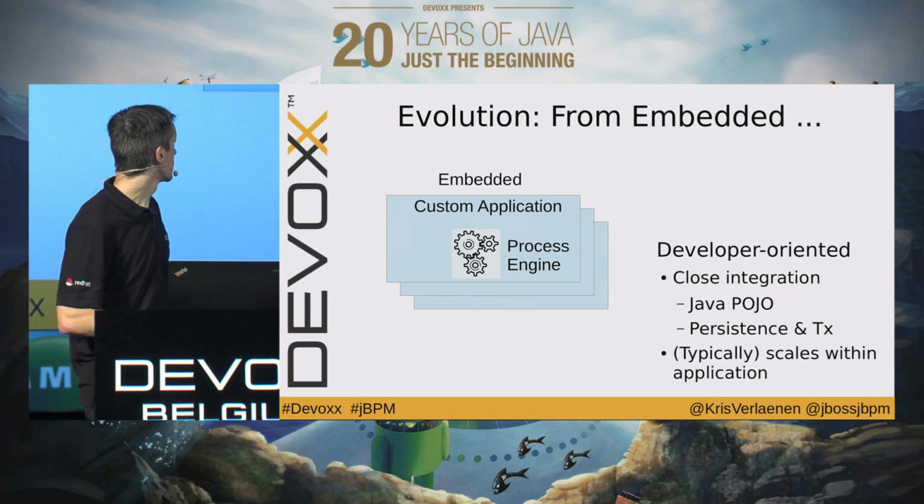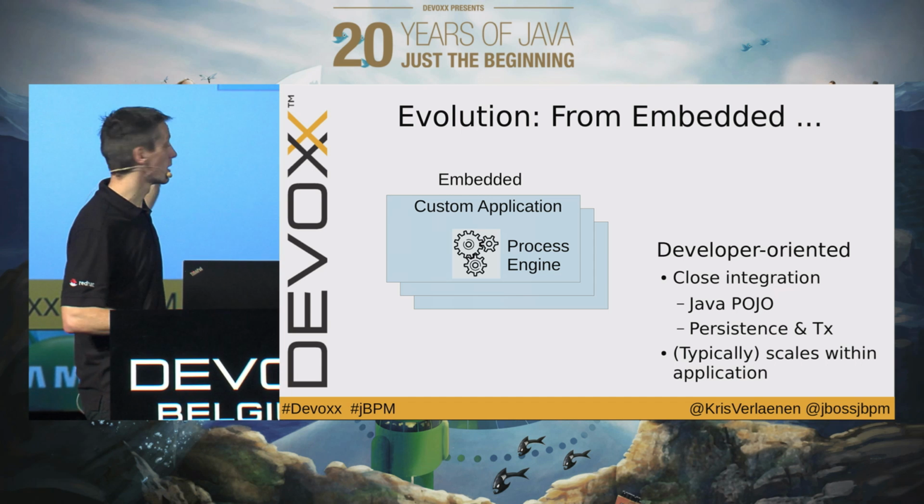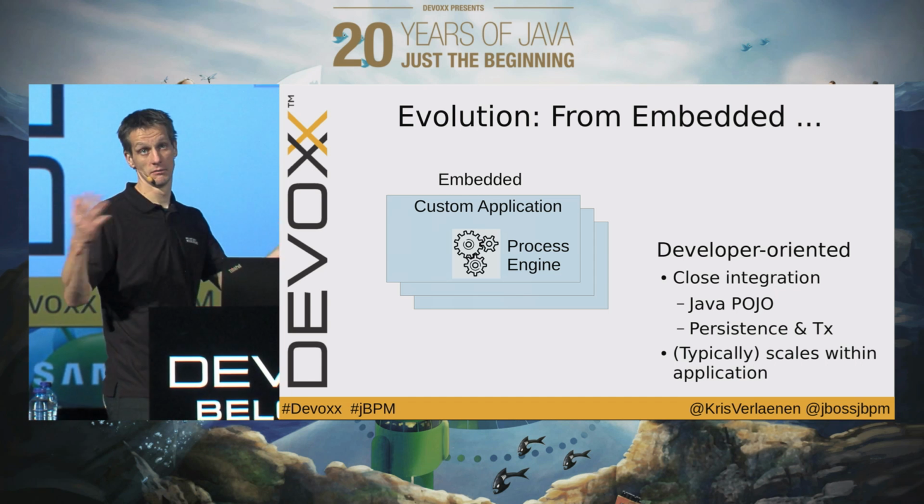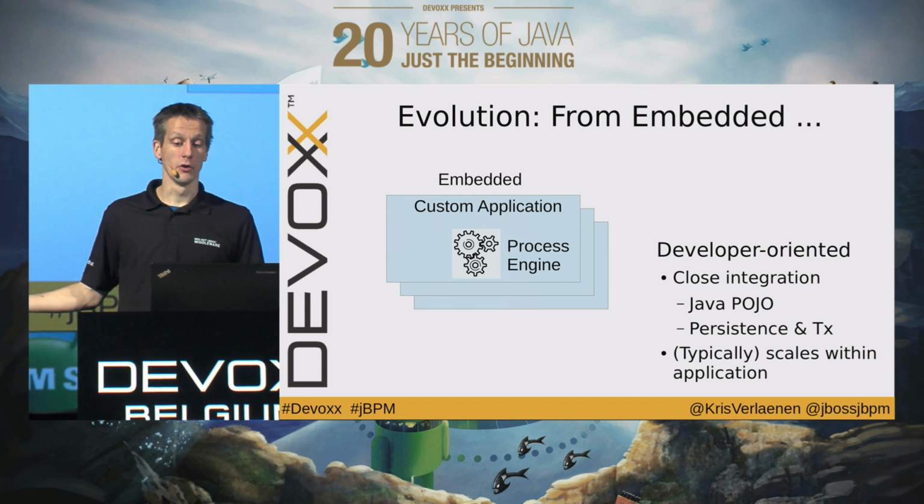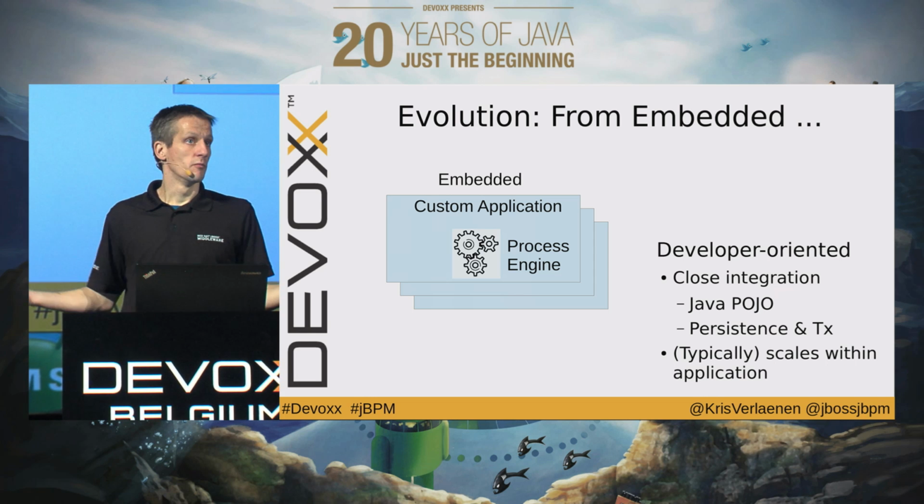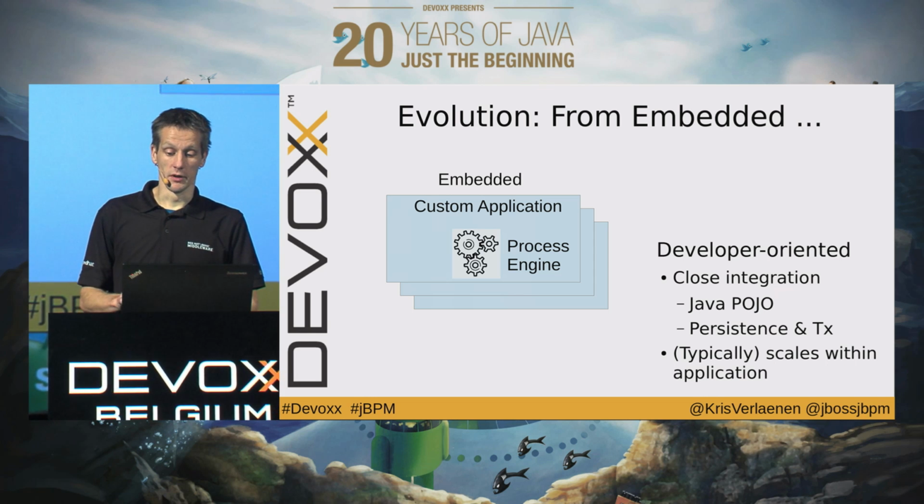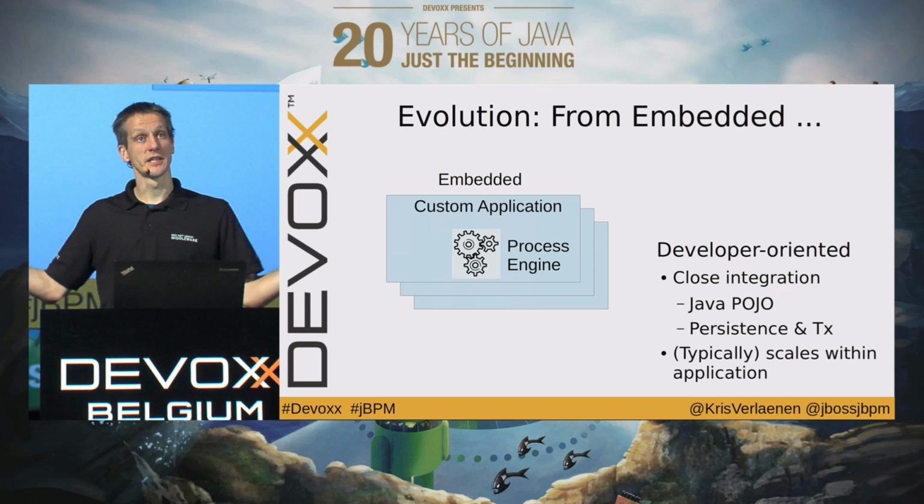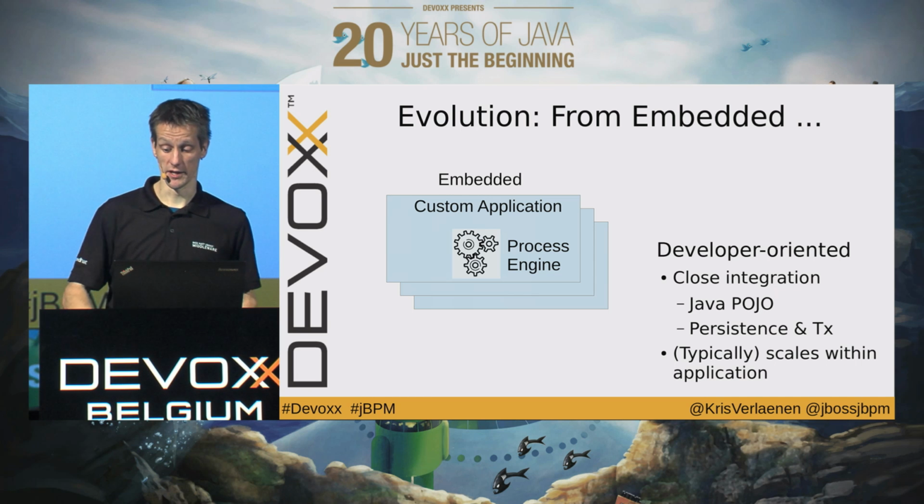And it typically scales with your application. So you build your application, you deploy it somewhere. If you deploy it on multiple servers, basically the engine is typically deployed on that server as well. So it kind of scales with your application because it's embedded inside.